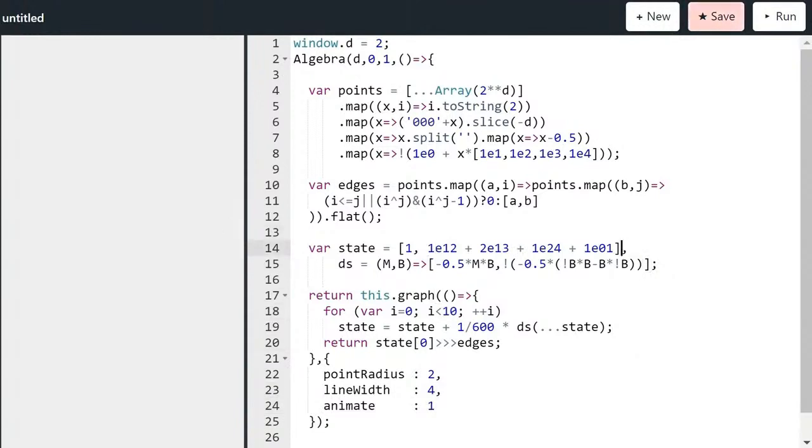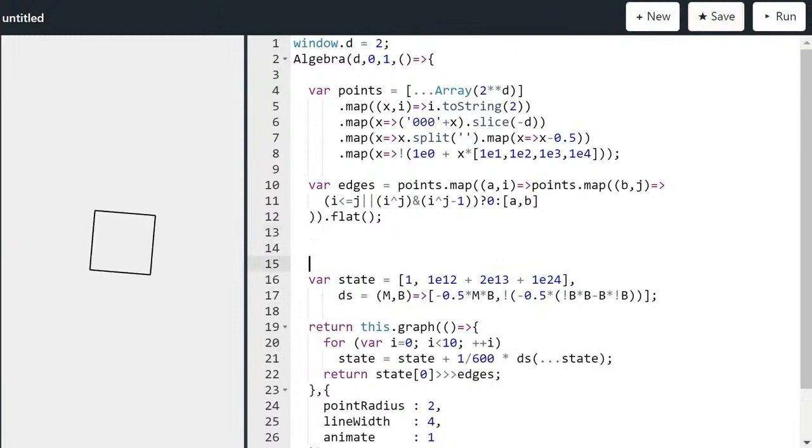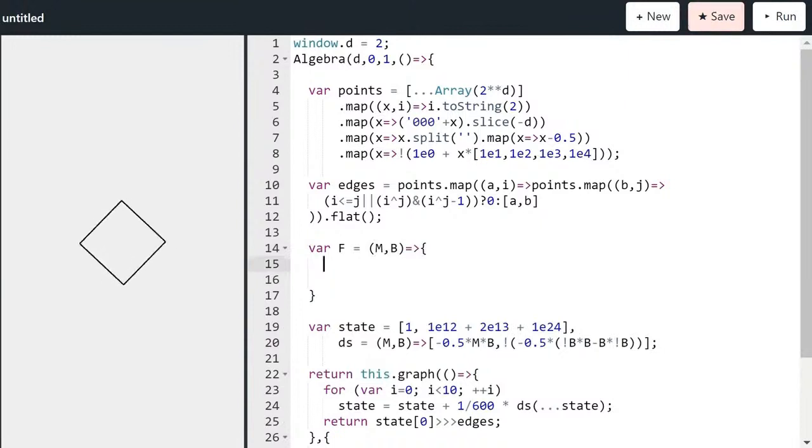So this is just the kinematics part. If we take off the translation, this is what we get. That's, of course, a bit boring. Let's add in some forces. So we'll call that F. It's also a function that takes in a current motor and velocity bivector. The first force we'll do is gravity.